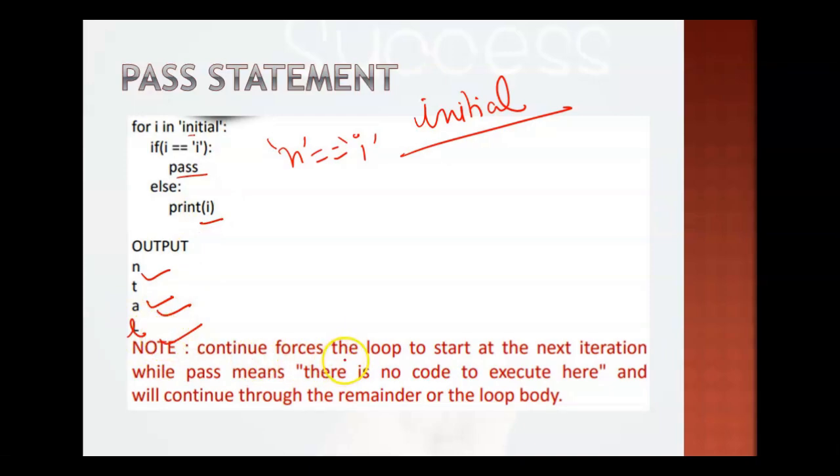Continue. See, now please don't get confused between the continue and the pass statement. Pass statement is not doing anything. Continue will start repeating the execution for the next iteration. So continue forces the loop to start at the next iteration, while pass means there is no code to execute here and it will continue through the remainder of the loop body. So it is going to continue with the remaining part of the loop body.